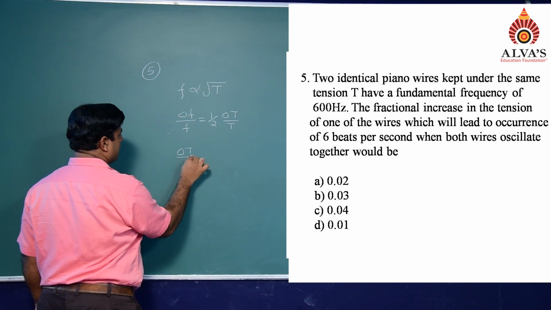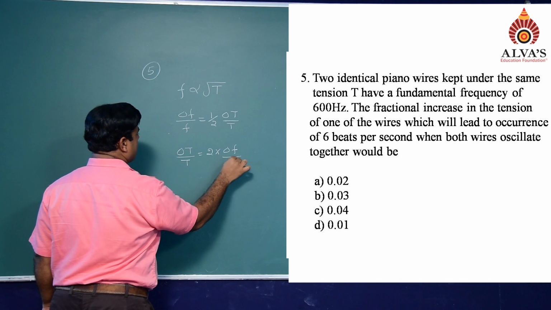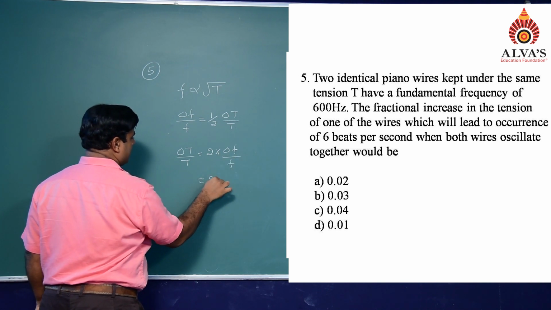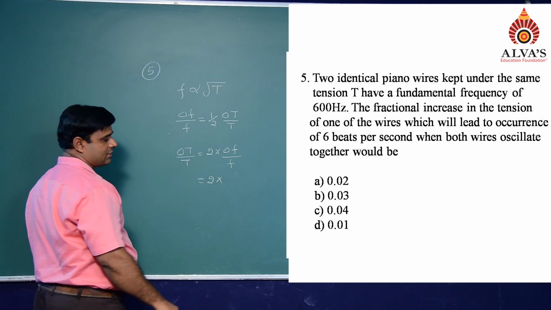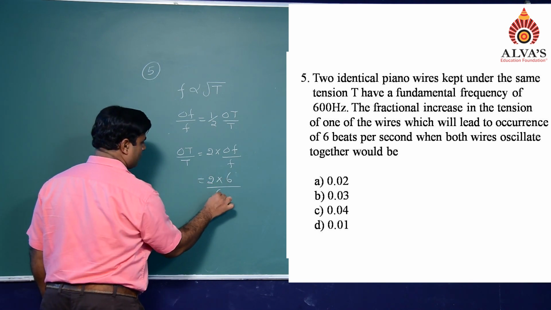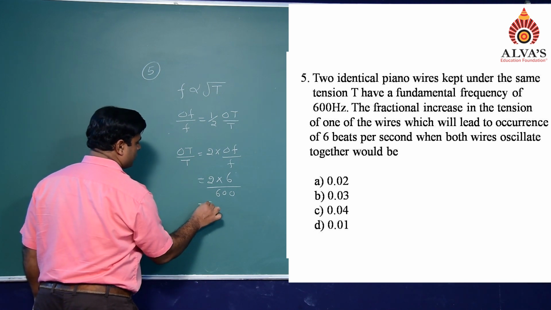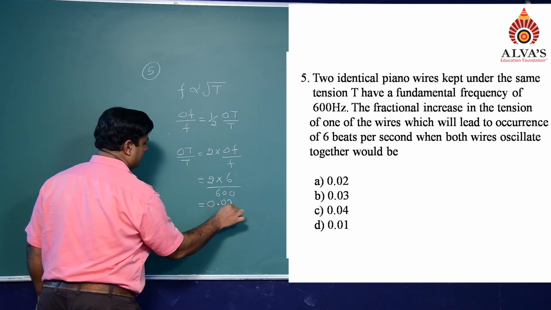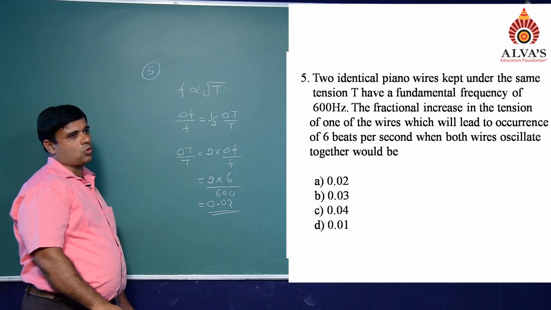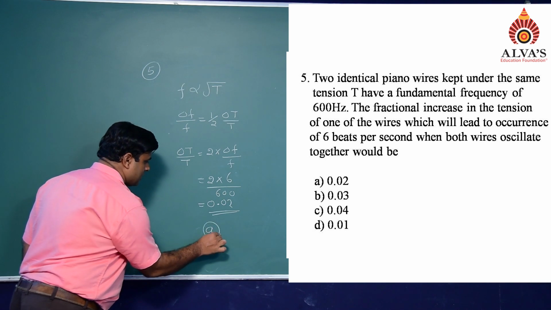Therefore, delta T by T is nothing but 2 times delta F by F. Delta F is given, the difference in the frequency, which is 6. Frequency F is given, which is 600, which gives rise to 2 by 100, which is equal to 0.02. So, the answer should be A, 0.02.